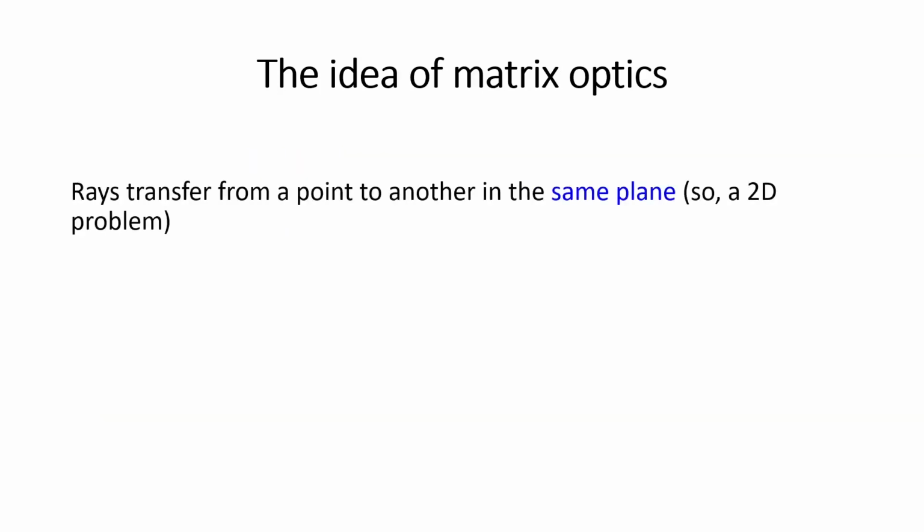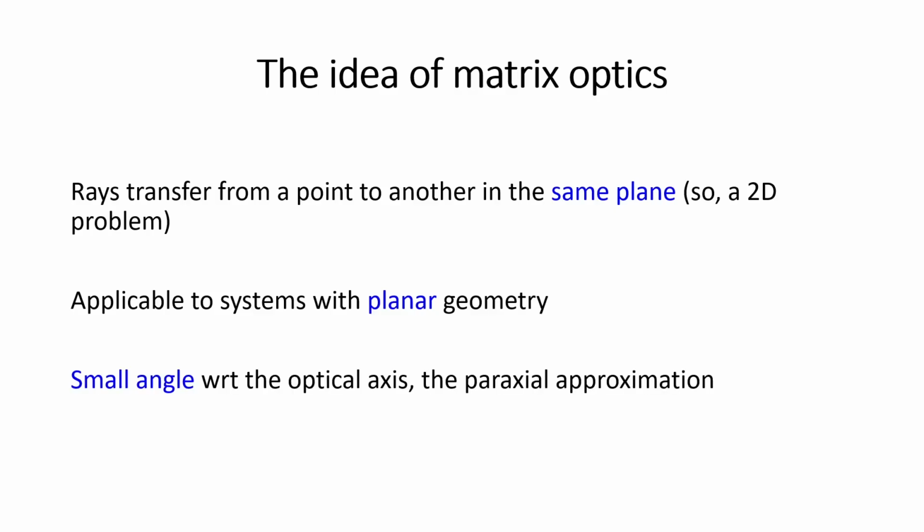To simplify our discussion, we suppose that the optical rays transfer in the same plane. So the problem is basically two-dimensional and is applicable to systems with planar geometry. However, if you understand it well, it won't be difficult to generalize the problem to three dimensions. In addition, we assume that the angle of the ray with respect to the optical axis is very small, so that the paraxial approximation is valid.